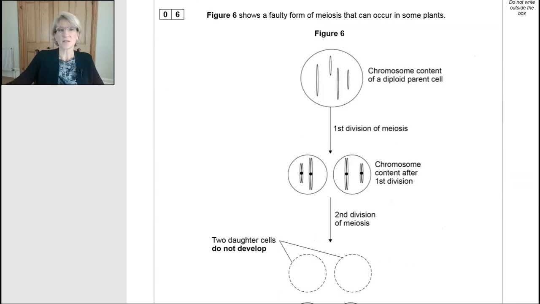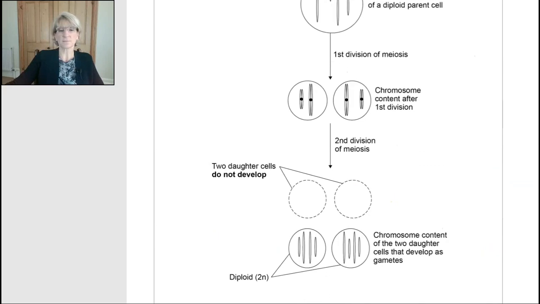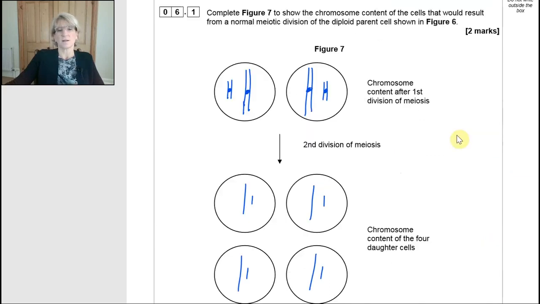Here is question 6. I'm just going to let you have a quick read of that. So the chromosome content, I simply copied what was in the diagram above. And after the second division of meiosis, I know that it is the chromatids that separate. So therefore, that is the correct answer.